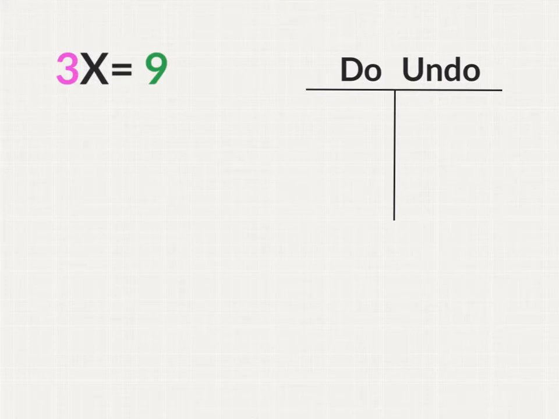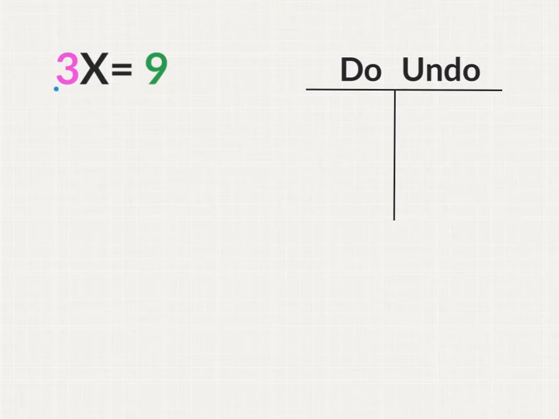Now, what about another example? In this case, our equation is 3x equals 9. We want to isolate the variable. We want x, not 3x. So first, we need to identify our do. What is being done with the variable right now?